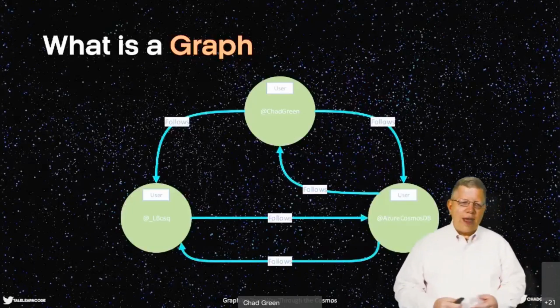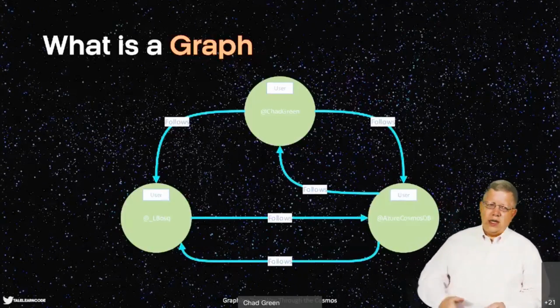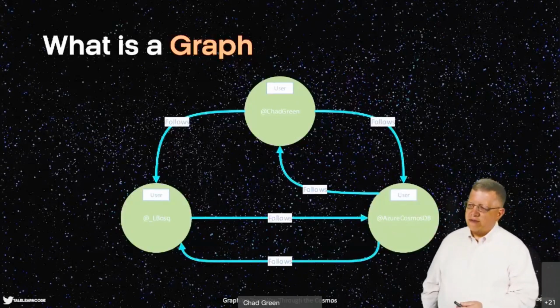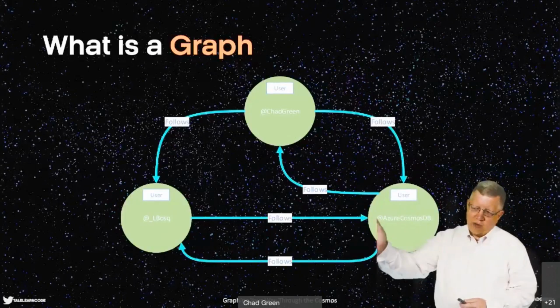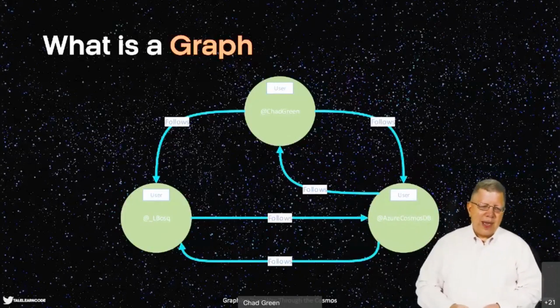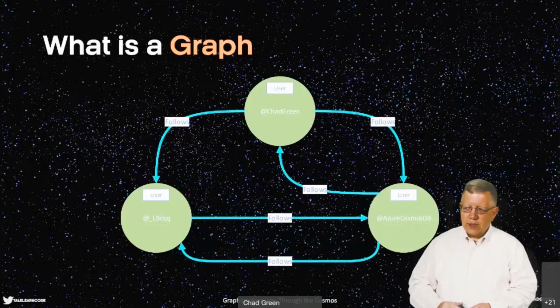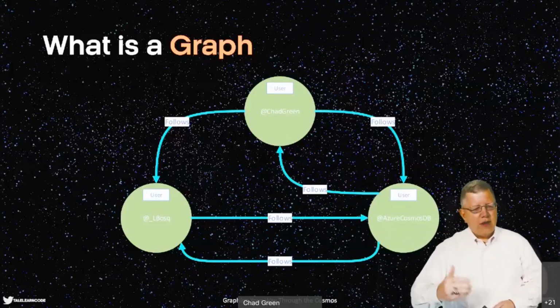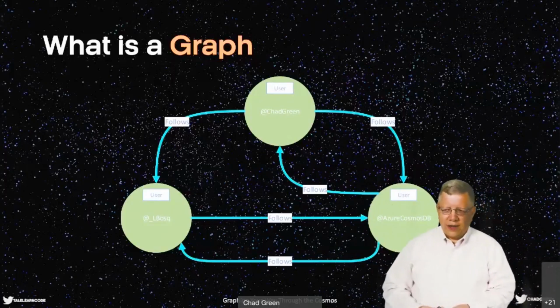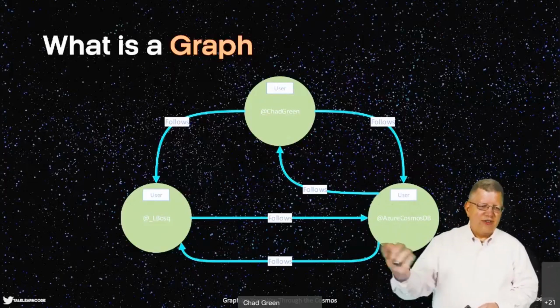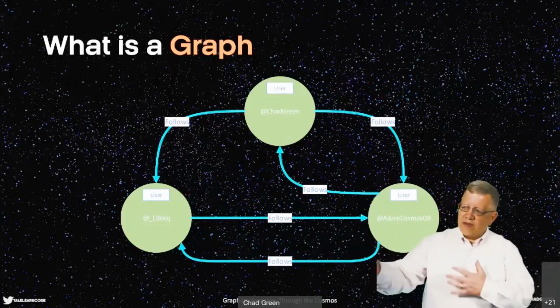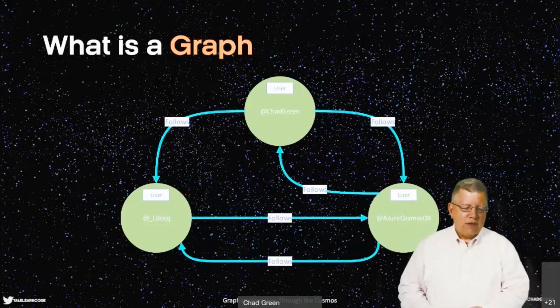If we're looking at an example of a data graph, here we see Twitter followings, right? So Chad Green follows and is followed back by Azure Cosmos. Azure Cosmos follows and follows back El Bosque. But you notice that Chad Green follows El Bosque, but not the other way around. And actually, I need to change this because he actually does now follow me. But the point being is, again, right away in this visualization, we see the data. We can see how the data flows.